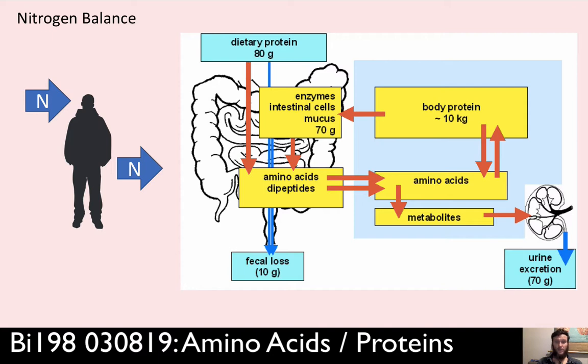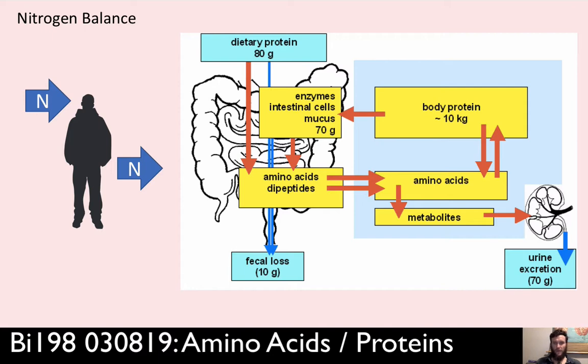You need that nitrogen. So the idea of nitrogen balance is that in a typical person who doesn't have some sort of extenuating circumstance that we'll talk about in a moment, the amount of nitrogen that comes into their body in a day should be equal to the amount of nitrogen that leaves their body in a day via either their feces or their urine.